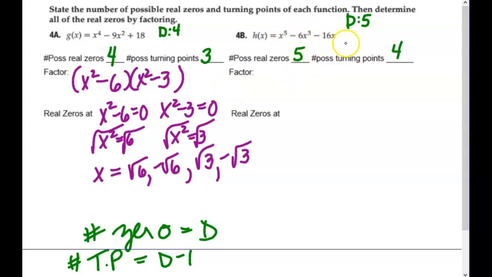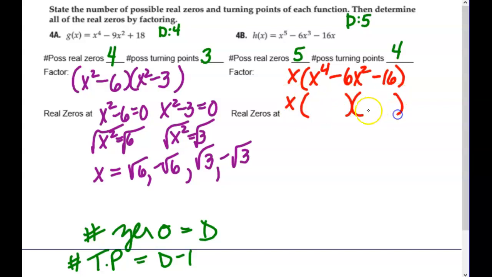What can we do on 4b? Take out an x, that'll leave x to the 4th minus 6x squared minus 16. Oh, fabulous. We got an x out here. But this still factors how? X squared and x squared, because we have an x to the 4th and an x squared. Okay, factors of 16 that make 6. Negative 6 would be negative 8 and positive 2.